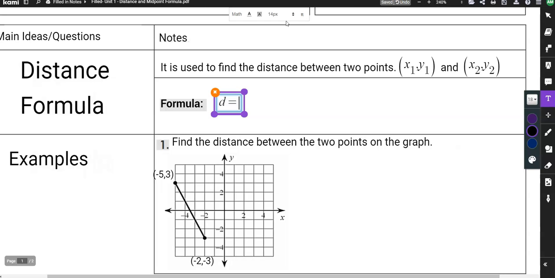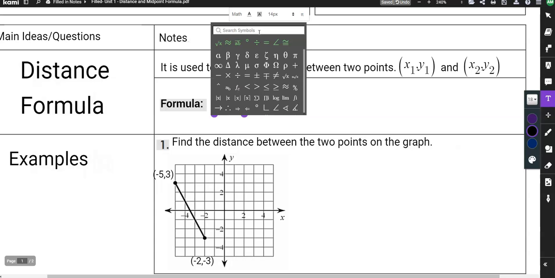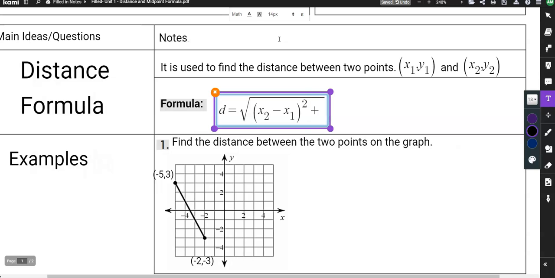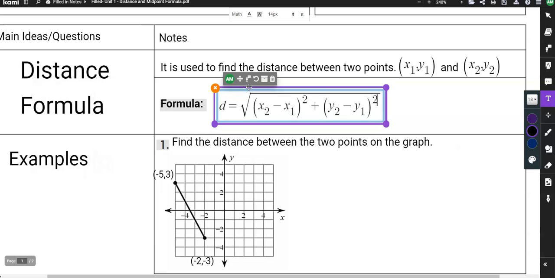It's going to be d equals, which in this instance d means distance, the square root, and I need to be inside the radical for this, x2 minus x1, and then we're going to square that. And remember, on Kami to square we use the caret, which is the shift and the 6 key, plus the same thing with the y's, y sub 2 minus y1, and we're going to square that, and this is going to be the formula we're going to use. So you're going to make a list of your points and then plug them into the formula.